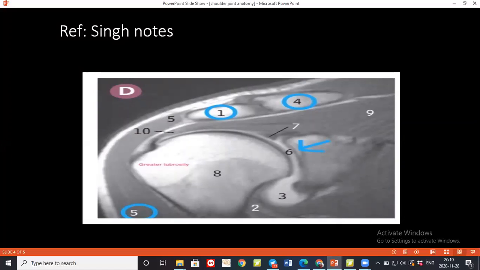What are the root values? Yes, ma'am. Biceps reflex: the root value is C5, C6. And the triceps reflex is mainly by C7, also sometimes C6. And there will be the supinator reflex, which will also be by root value C5 and C6.